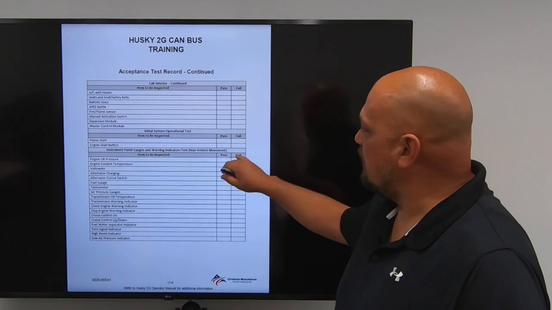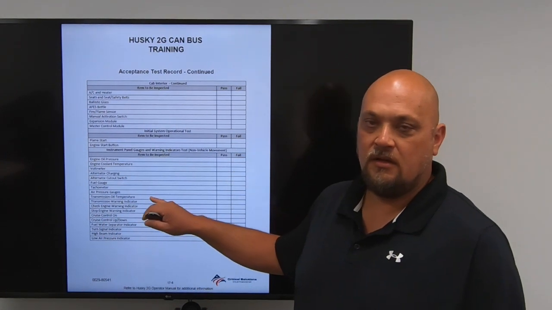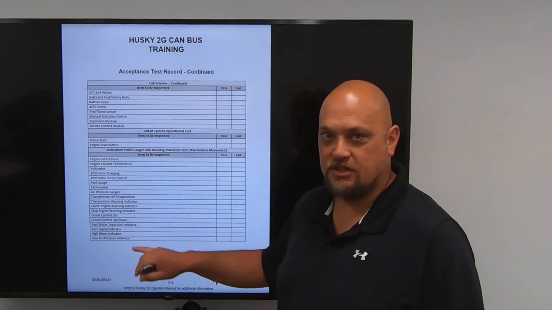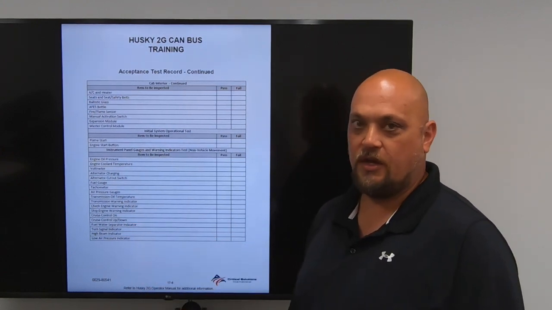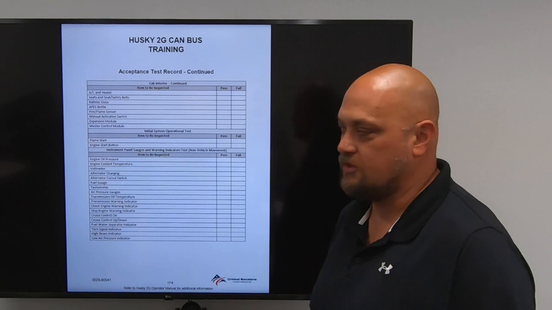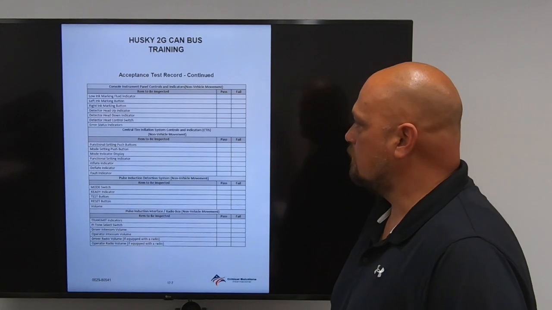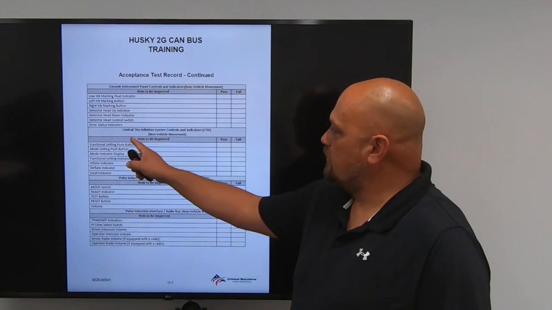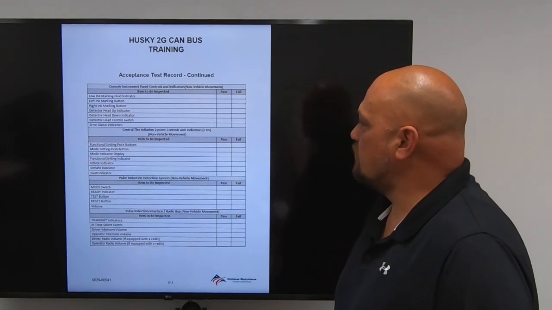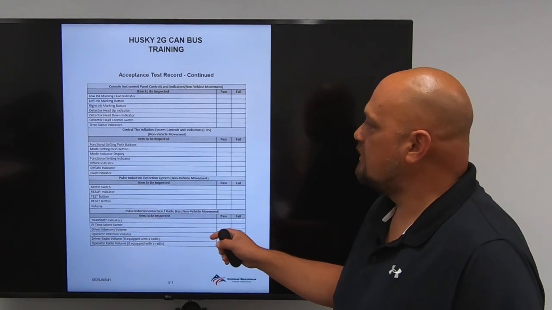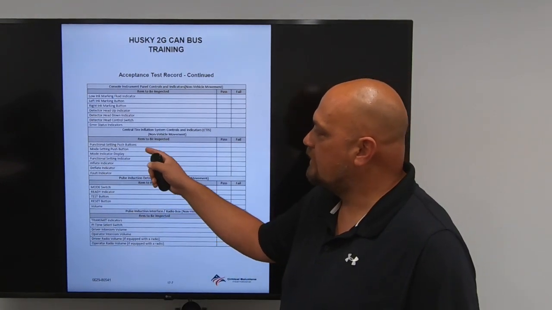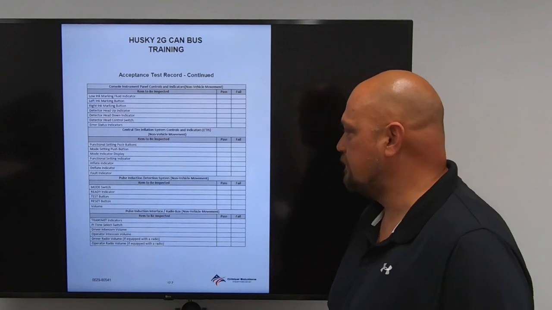At this time, if anything fails, notify your maintenance personnel to make sure that we take a look and make sure that there's nothing wrong with the Husky and the engine, transmission, and so forth. At this point, you're going to move to your central tire inflation system controls and indicators, or your CTIS. Again, not moving the vehicle, you're going to verify that your CTIS is working properly.